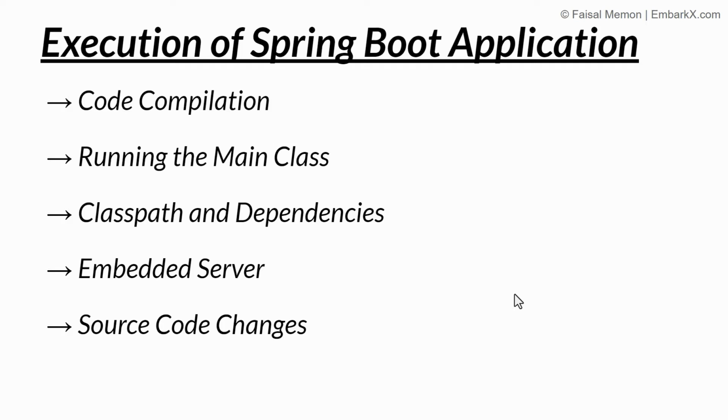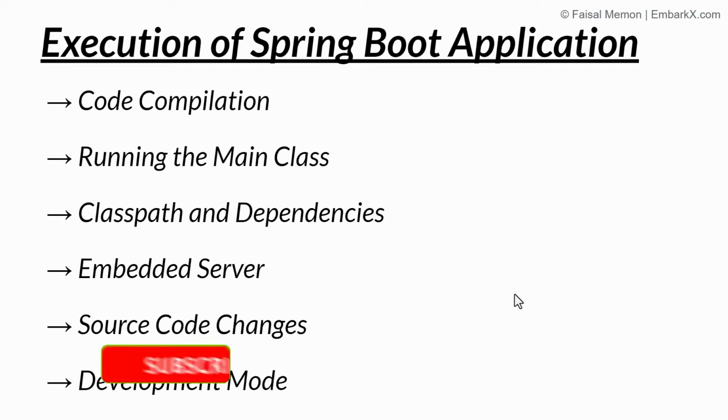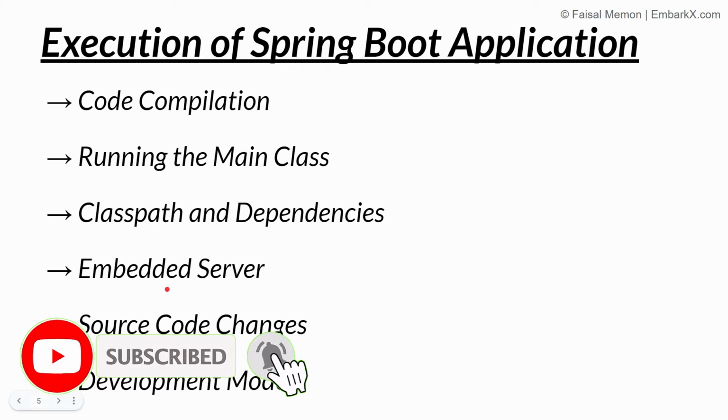Source code changes. Since you are running the application from the source code, any changes you make to the code will take effect immediately upon rerunning the main class. So there is no need to rebuild the jar and restart the application. Then development mode. Running without jar packaging is convenient during development as it allows for rapid integration and testing of code changes. But for a production environment, it's recommended to create a jar file. So these are the different steps that an application typically goes through when you're running it without packaging.